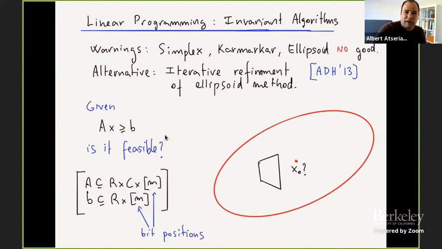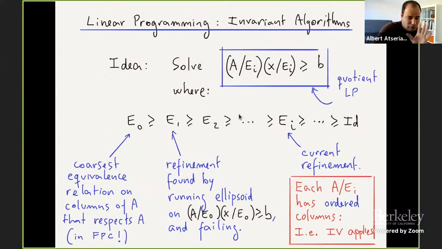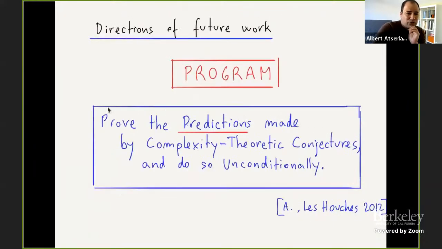I'm a bit out of time, so no, I don't have time to discuss linear programming. It's a beautiful algorithm for doing linear programming due to Anderson, Dawar, and Holm. It's based on refining the ellipsoid method. I don't have time to discuss this. So it's a beautiful, beautiful algorithm. So instead of that, let me finish with a couple of slides of some directions of future work that I think could be done here.